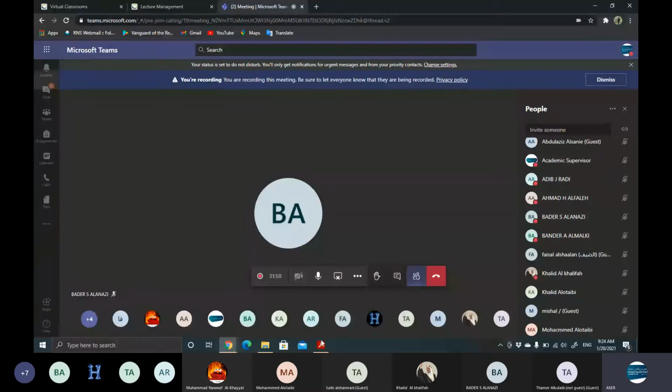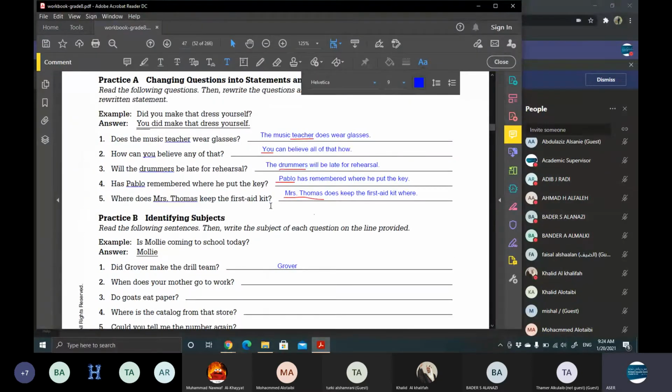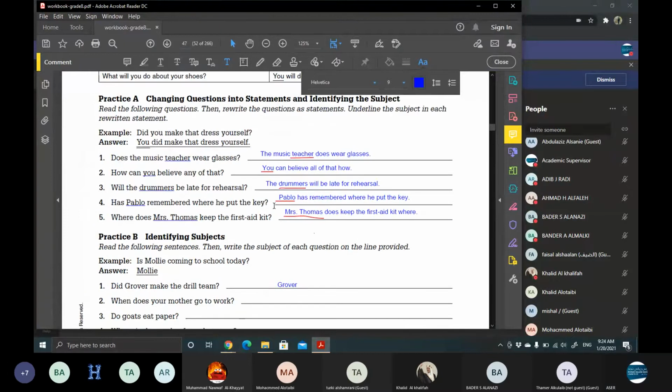Okay, so Osama, today we are speaking about how to find the subject in a question. All you need to do is either to find it directly, or you can change the question into a statement, a sentence, beginning with the subject, then the verb. For example, number 1, does the music teacher wear glasses? We can change that into a statement: the music teacher does wear glasses. So the simple subject is the teacher.